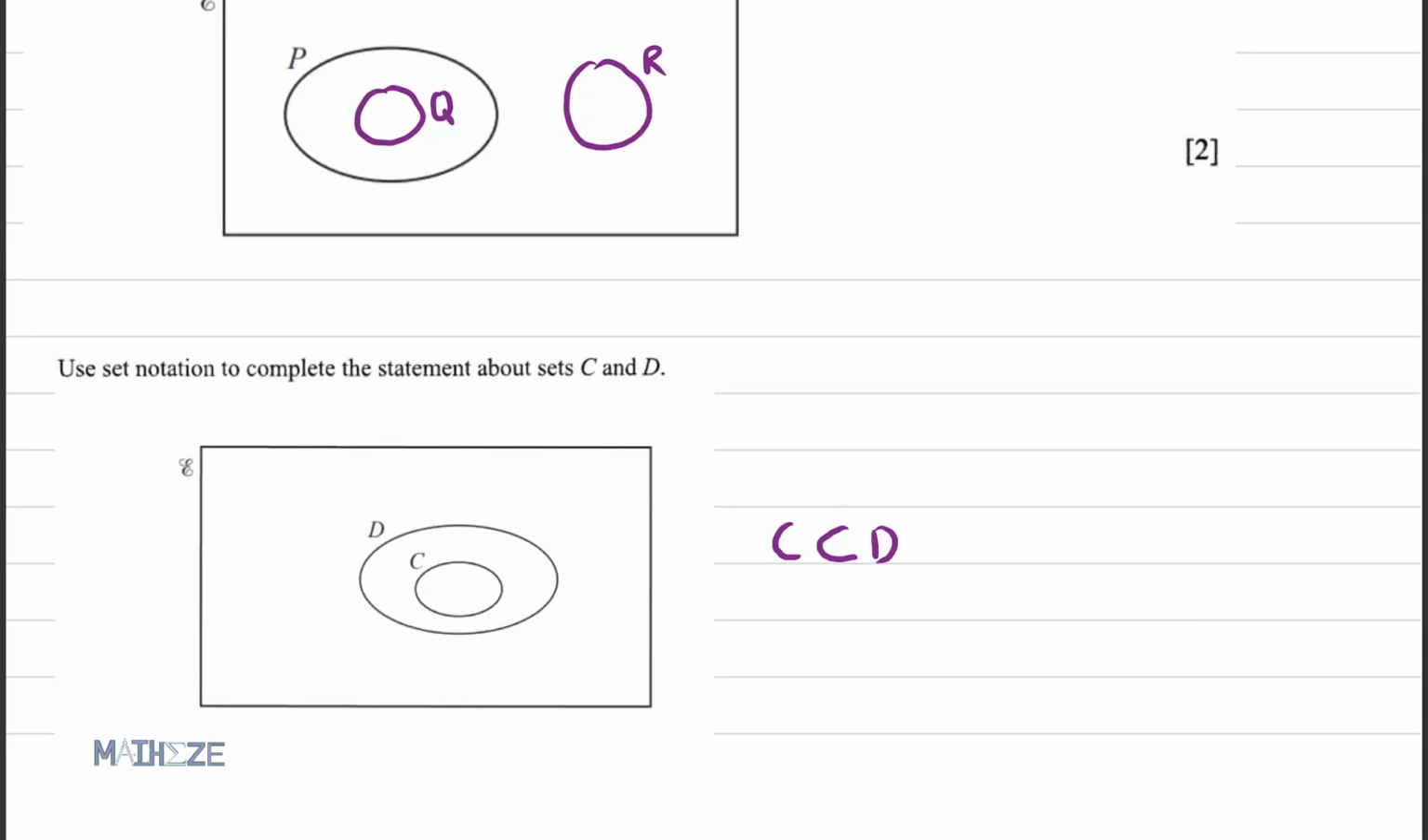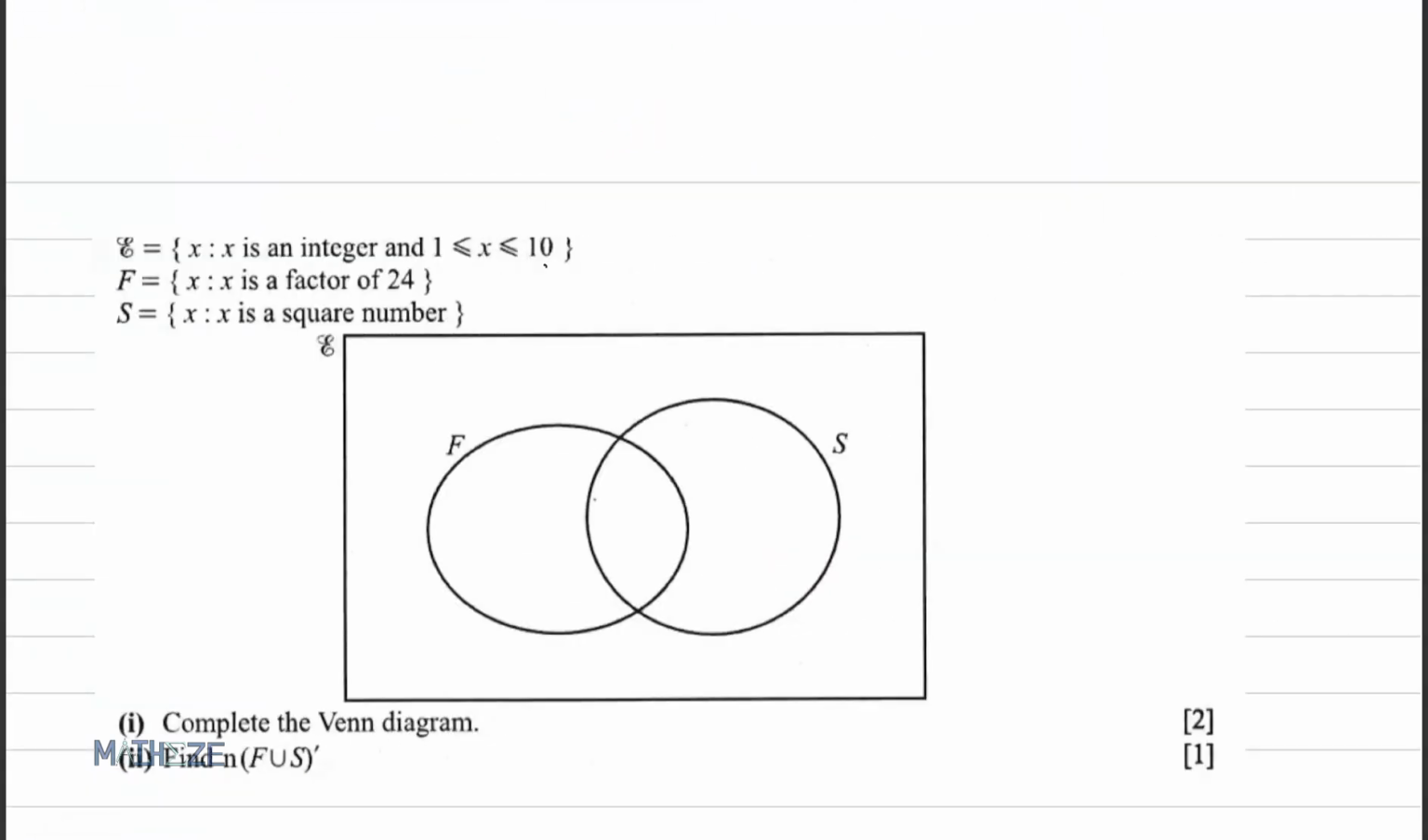Now, next question. It says universal set is from 1 till 10. Set F is the factor of 24. That means all those tables in which 24 comes. So it's going to be 1, 2, 3, 4, 6, and 8. You can't go further than 8 because universal set is from 1 till 10. What's set S? It says it's a square number. So what's 1 square? It's 1. 2 square is 4. 3 square is 9.